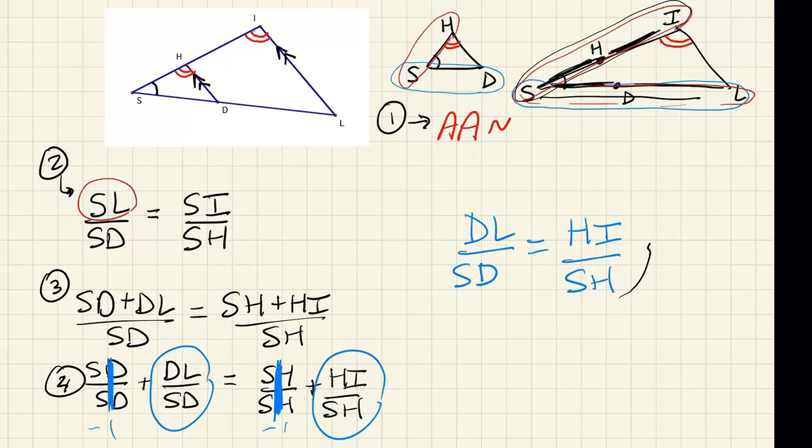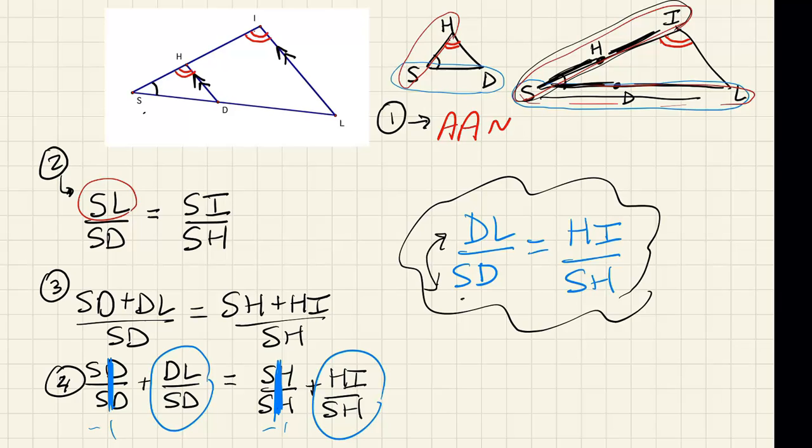And what that gives us here is the triangle proportionality theorem: if you take this side length divided by this side length, that's in the same ratio as this side divided by this side.